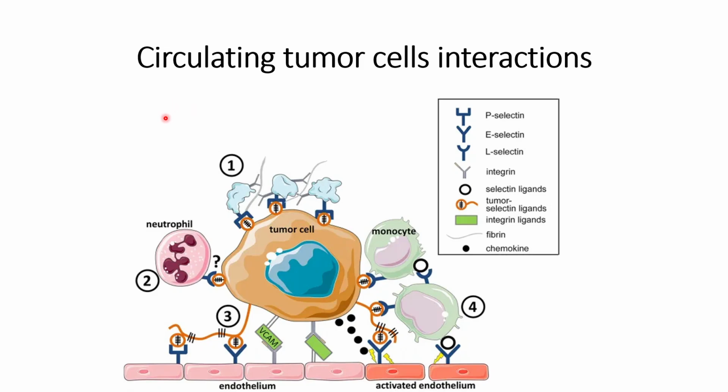In this video we will discuss circulating tumor cell interactions. So how the circulating tumor cells in the blood interact helps in their survival. We will start with the platelet interactions with the tumor cells.